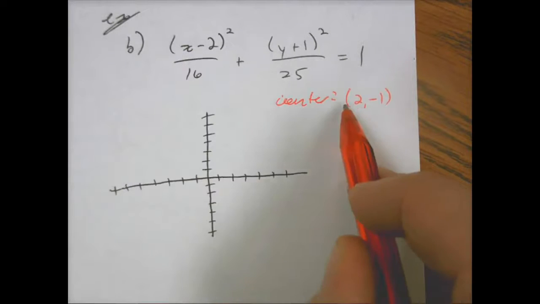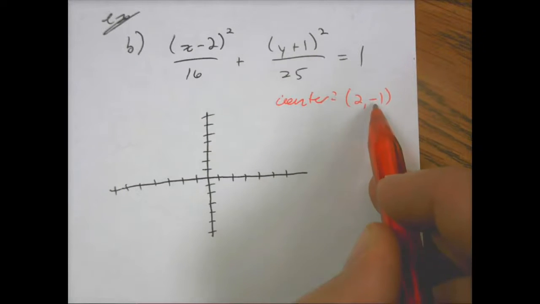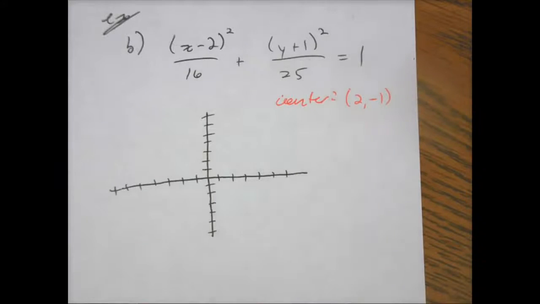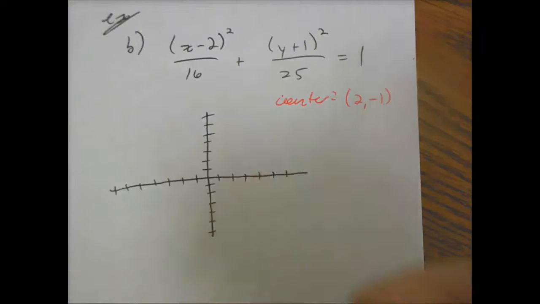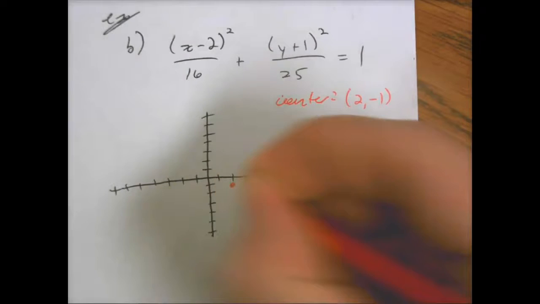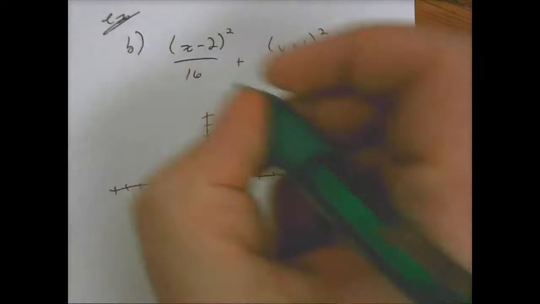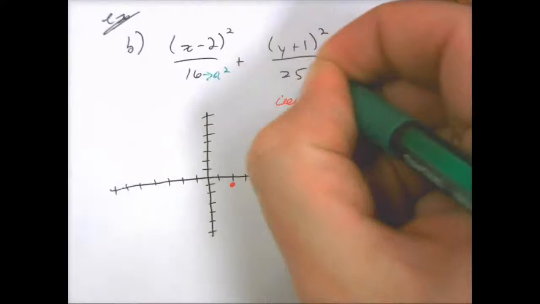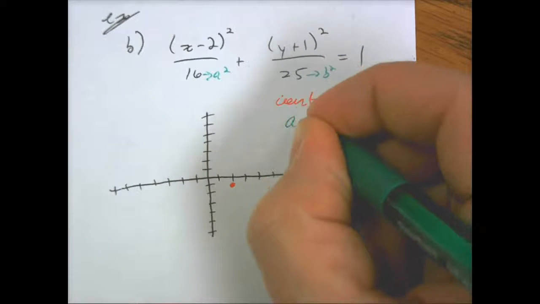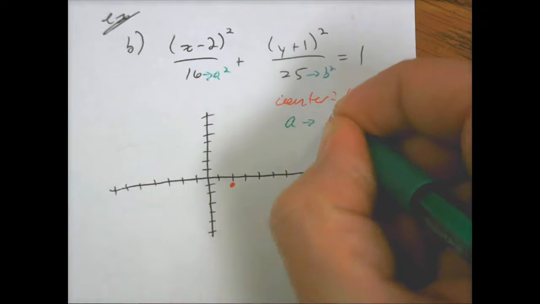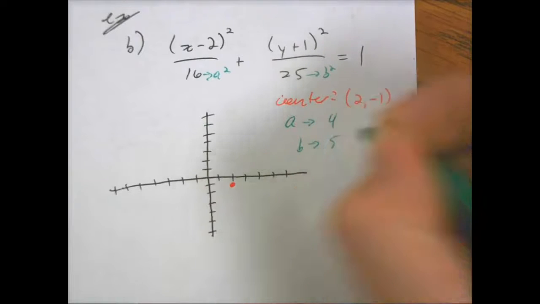X minus 2, so I'll pull out a 2. Plus 1, so I'll pull out minus 1. Okay, now, center, 2, negative 1. Yay, there's my center. And it looks like this is a squared, this is b squared. So the distance in the x should be 4. The distance in the y should be 5.